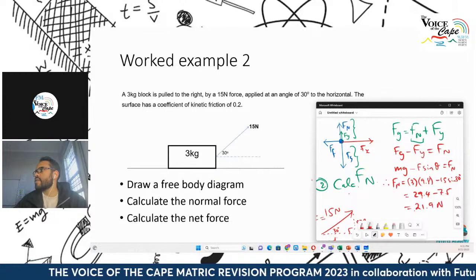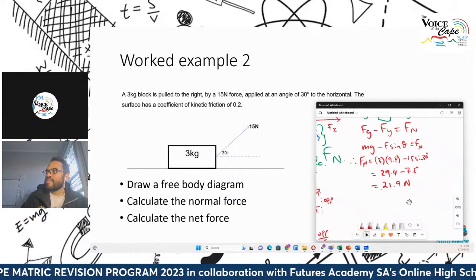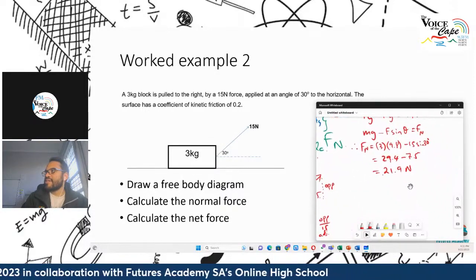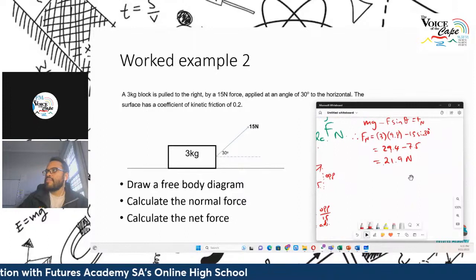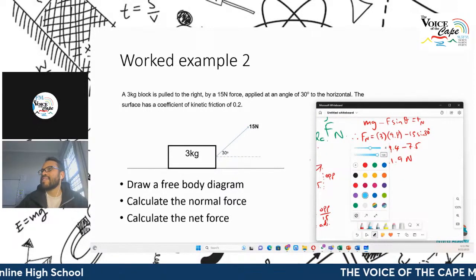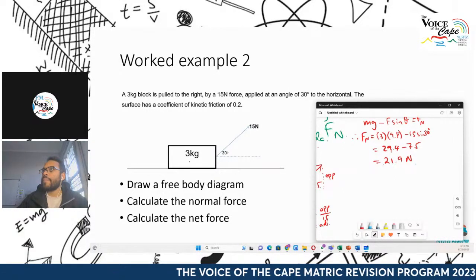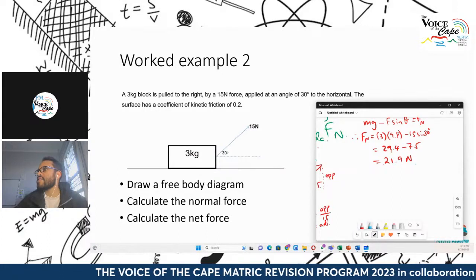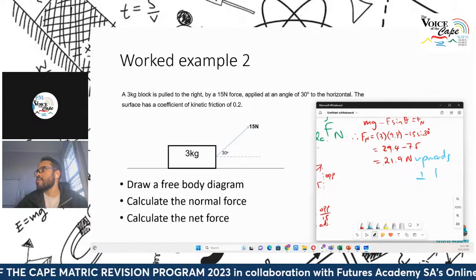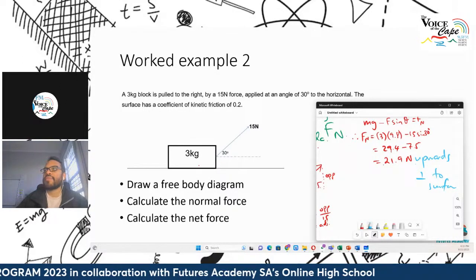newtons. Now, let's ask ourselves the question: is 21.9 newtons the answer? Well, no, it's not the answer because force is a vector, and if force is a vector, we must indicate the direction. Since it's the normal force, it's perpendicular to the surface. So you can say upwards, perpendicular to the surface. That's going all the way straight up.